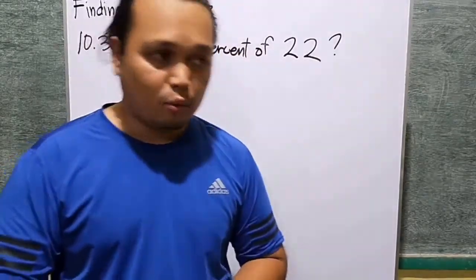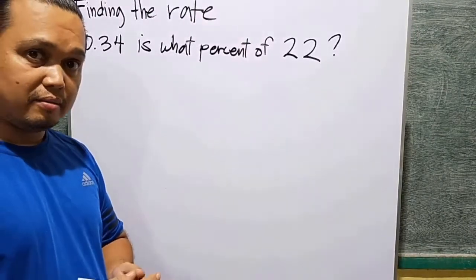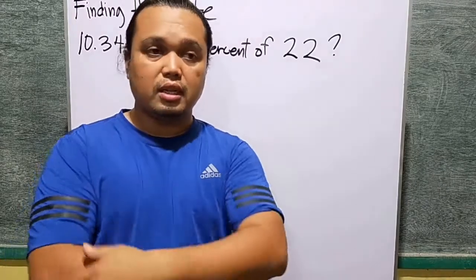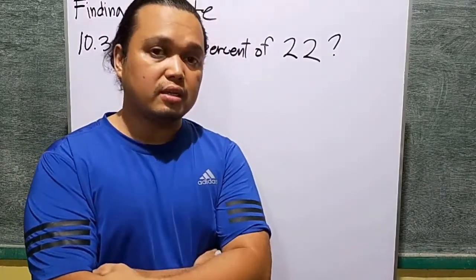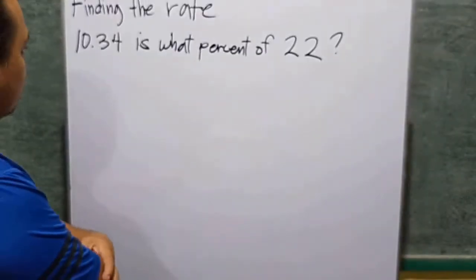And this time, we're going to find the rate. Last lesson we looked for the percentage. Now this time we're going to look for the rate. On the board we have an example: 10.34 is what percent of 22?